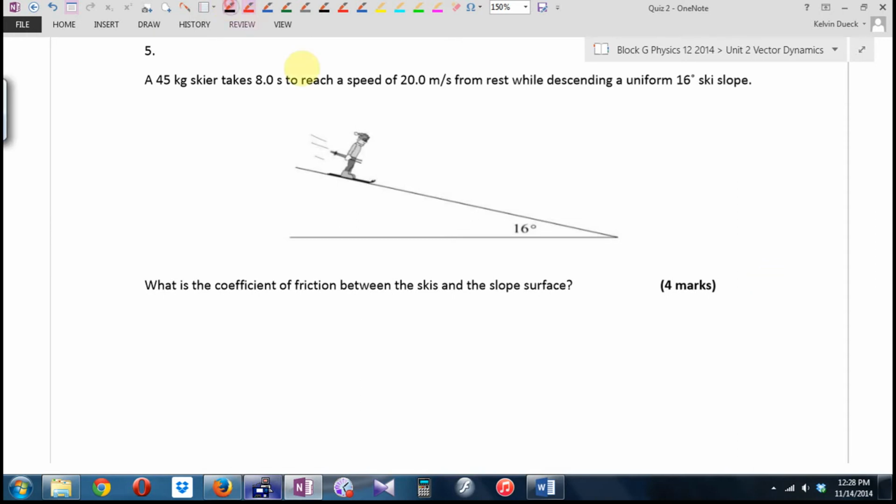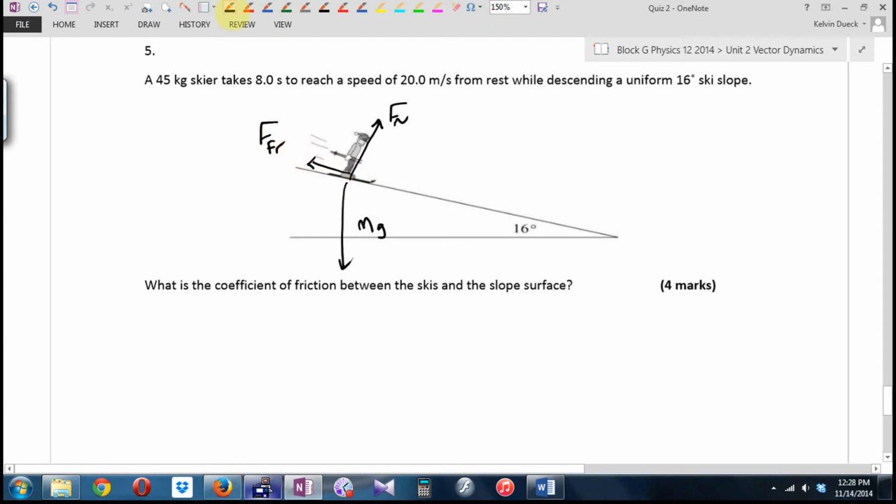So I would first of all say to myself, I got mg down, normal force, friction up the ramp, mg perpendicular, Mr. Dueck, not parallel, perpendicular, mg parallel, where this angle and this angle are the same. Who's winning? Losing equals ma.